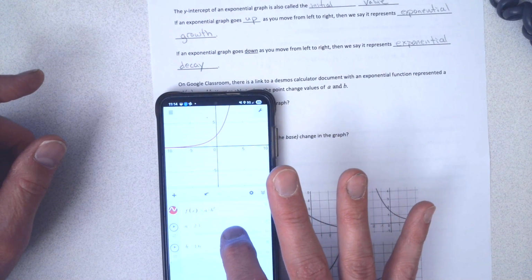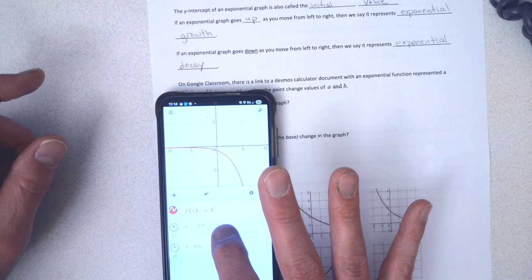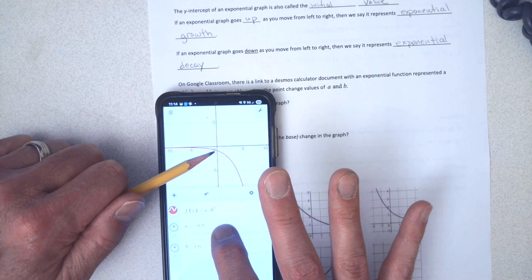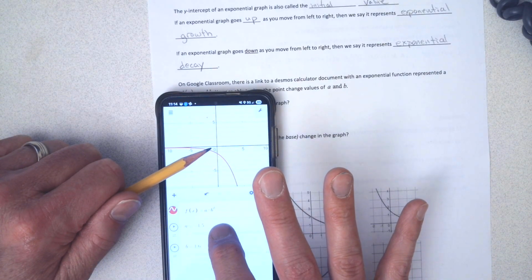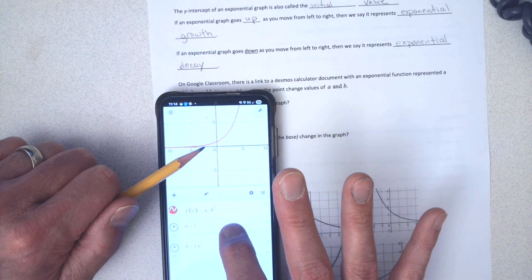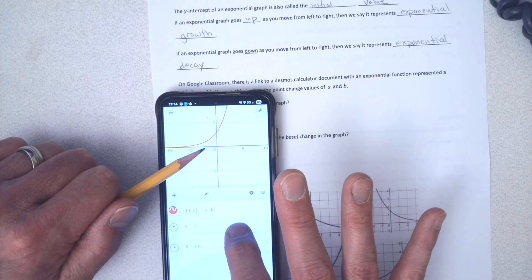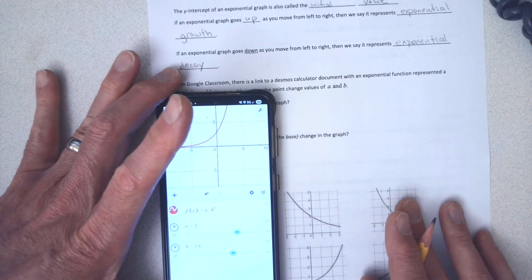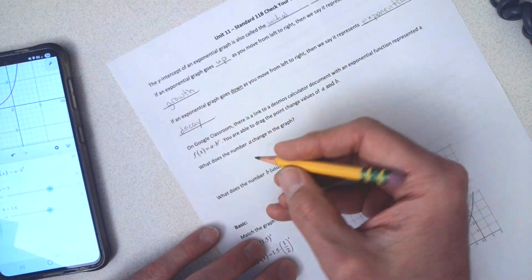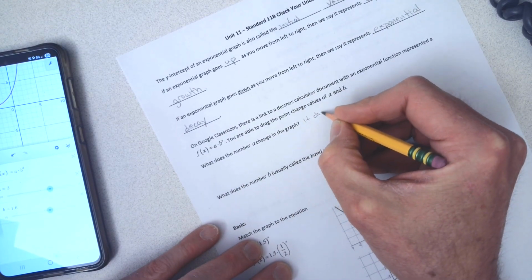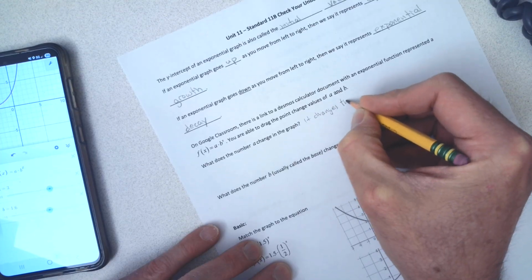As I slide the a around, it looks like when the a is -1, this graph crosses the y-axis at -1. When a is -2, this graph crosses the y-axis at -2. When I make the a 3, I get it crossing the y-axis at 3. So it looks like what the number a does, what does the number a change in the graph? It changes the y-intercept.